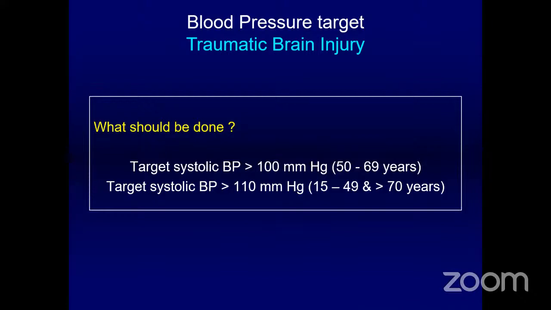So to take it easy for our day-to-day practice, what should be done is that the target systolic pressure should be kept at more than 100. That is what the guidelines say. Keep it around 100 systolic for age category between 50 to 69 years. Whereas for age category of less than 50 and more than 70, please maintain a target systolic pressure of more than 110. If you're doing this, we are doing quite a lot of justice and good to the patient, and that is all evidence-based.